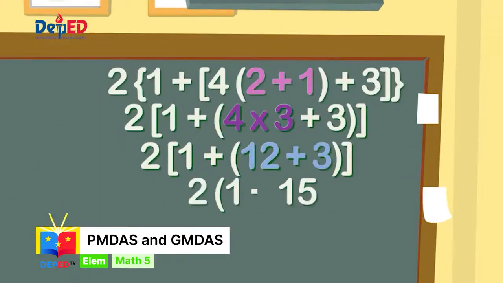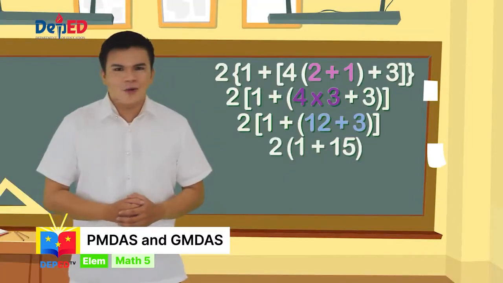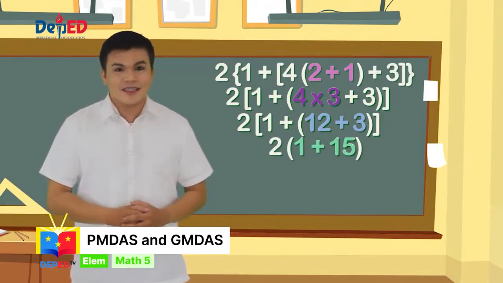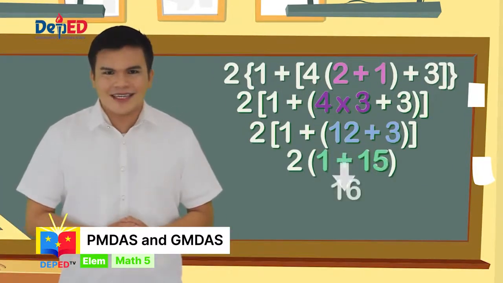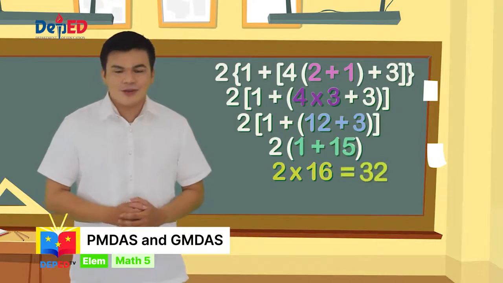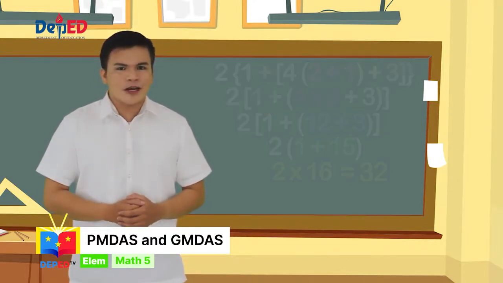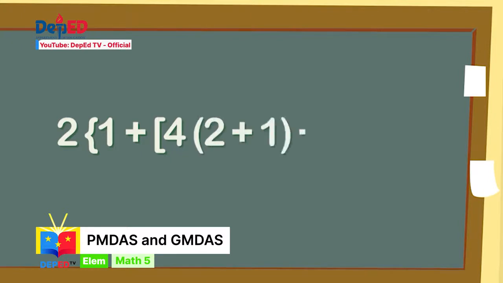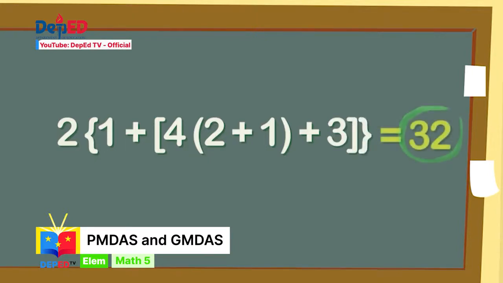Now we have 2, open parenthesis, 1 plus 15, close parenthesis. Then, apply Rule 1 again by getting the sum of the quantity of 1 plus 15 left inside the parentheses. 1 plus 15 is equal to 16. This time, what's left is 2 times 16. Lastly, multiply 2 by 16. The answer is 32. Therefore, the answer derived from this equation, 2, open brace, 1 plus, open bracket, 4, open parenthesis, 2 plus 1, close parenthesis, plus 3, close bracket, close brace, is equal to 32.